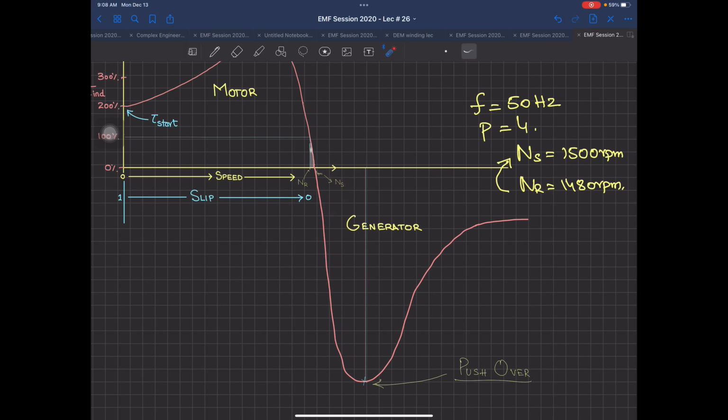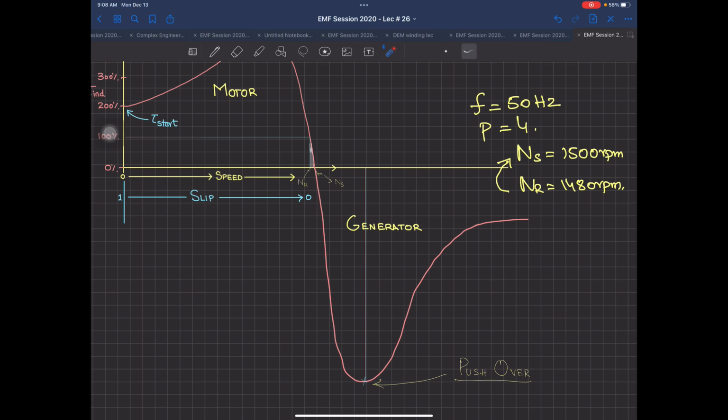But the problem will occur if you want to start this induction generator as a standalone. What I mean by standalone, supposing you are in some desert, or maybe some coastal area, you don't have any grid over there, you don't even have some battery or anything. You only have wind over there. What you will do, you have some fan blades also.